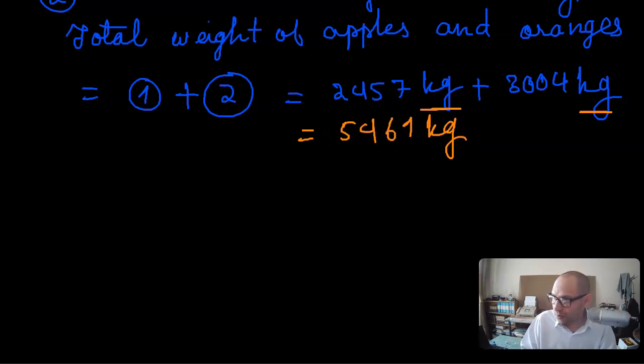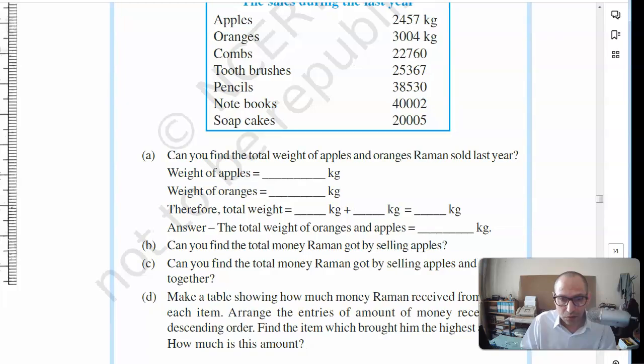Now, the second part of this question is: can you find the total money Rahman got by selling apples? The total money Rahman got by selling apples.